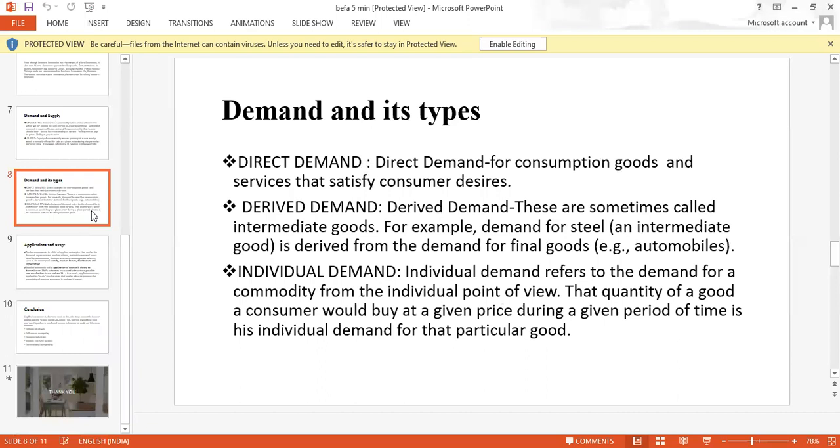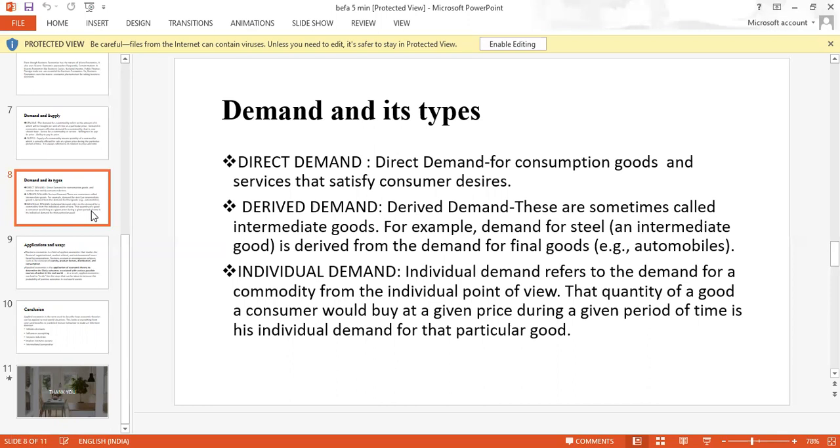At first, direct demand. Here, direct demand is the demand for consumption goods and services that satisfy consumer desires. And the second one is derived demand. Derived demand is sometimes called the demand for intermediate goods. For example, demand for steel, an intermediate good, is derived from the demand for final goods. An example is automobiles. Here, automobiles, either a four wheeler or a two wheeler, are the final good, whereas the intermediate good is steel. This was the example for derived demand.